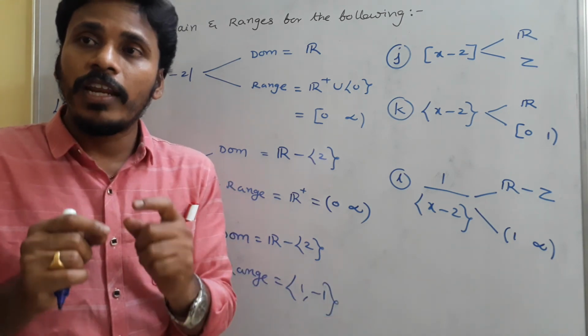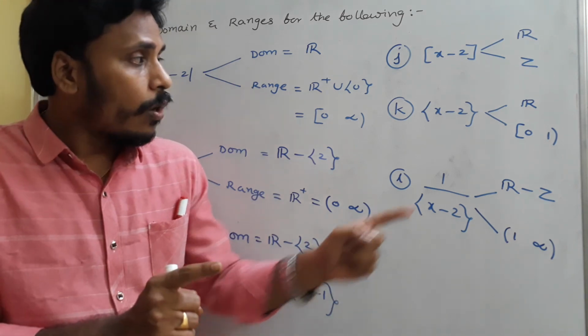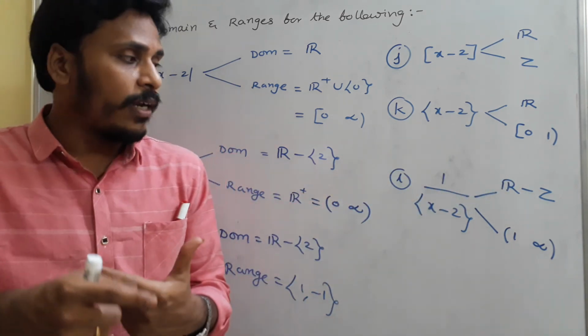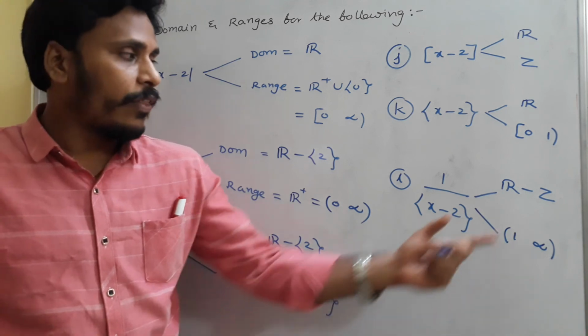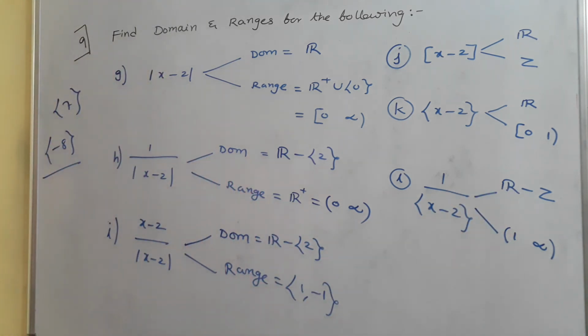For any number which is less than 1, if you take its reciprocal, the value is more than 1. And that's why this is the domain and that is the range. Just have a look. These are the domains and ranges for the remaining functions.